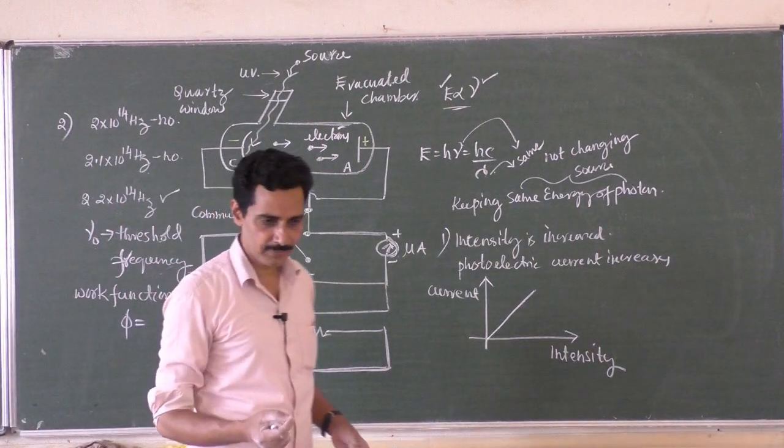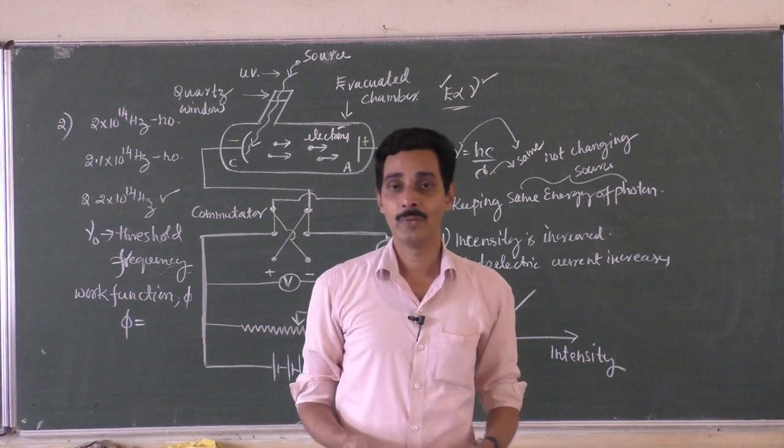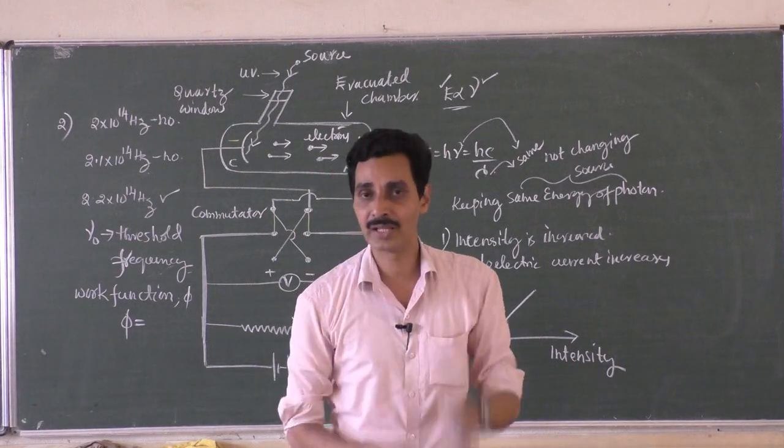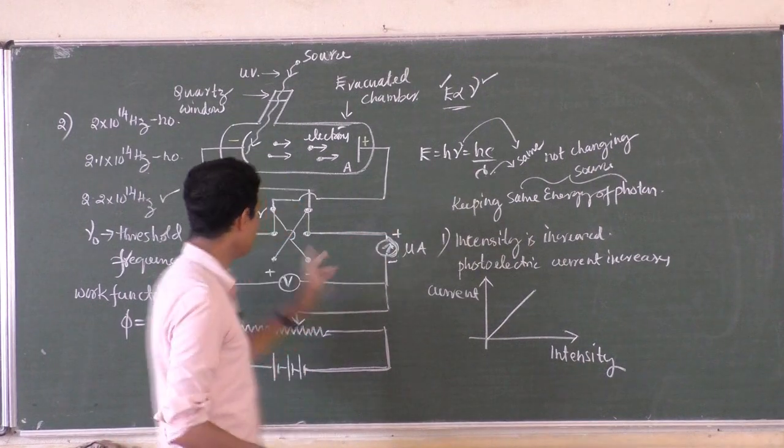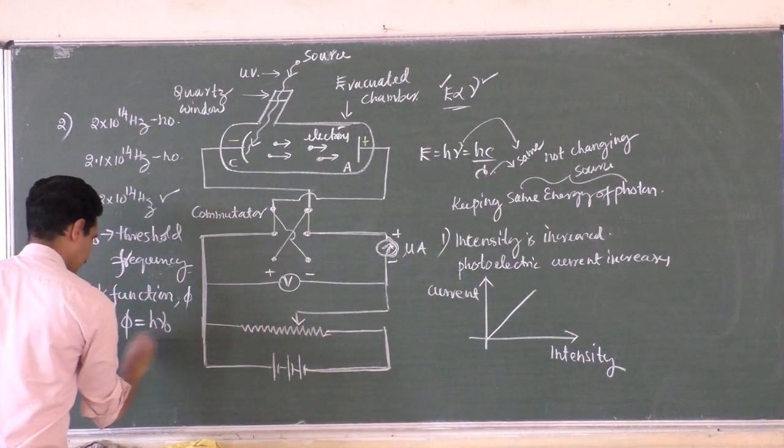If nu naught is the minimum frequency required to remove the electrons, what is the energy of that photon which is just removing the electrons? That is h nu naught, because energy is h nu, correct? What is that h nu naught? That should be the work function.